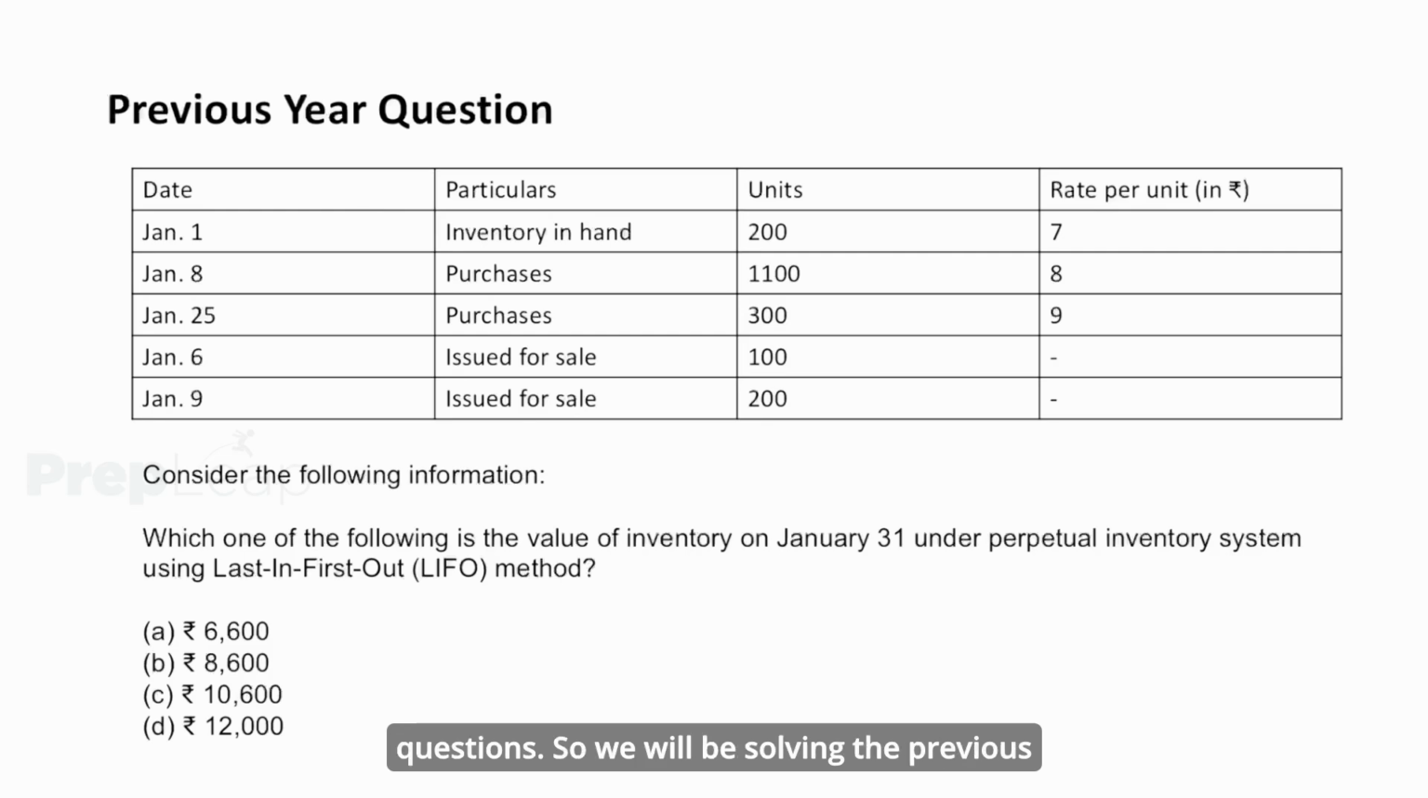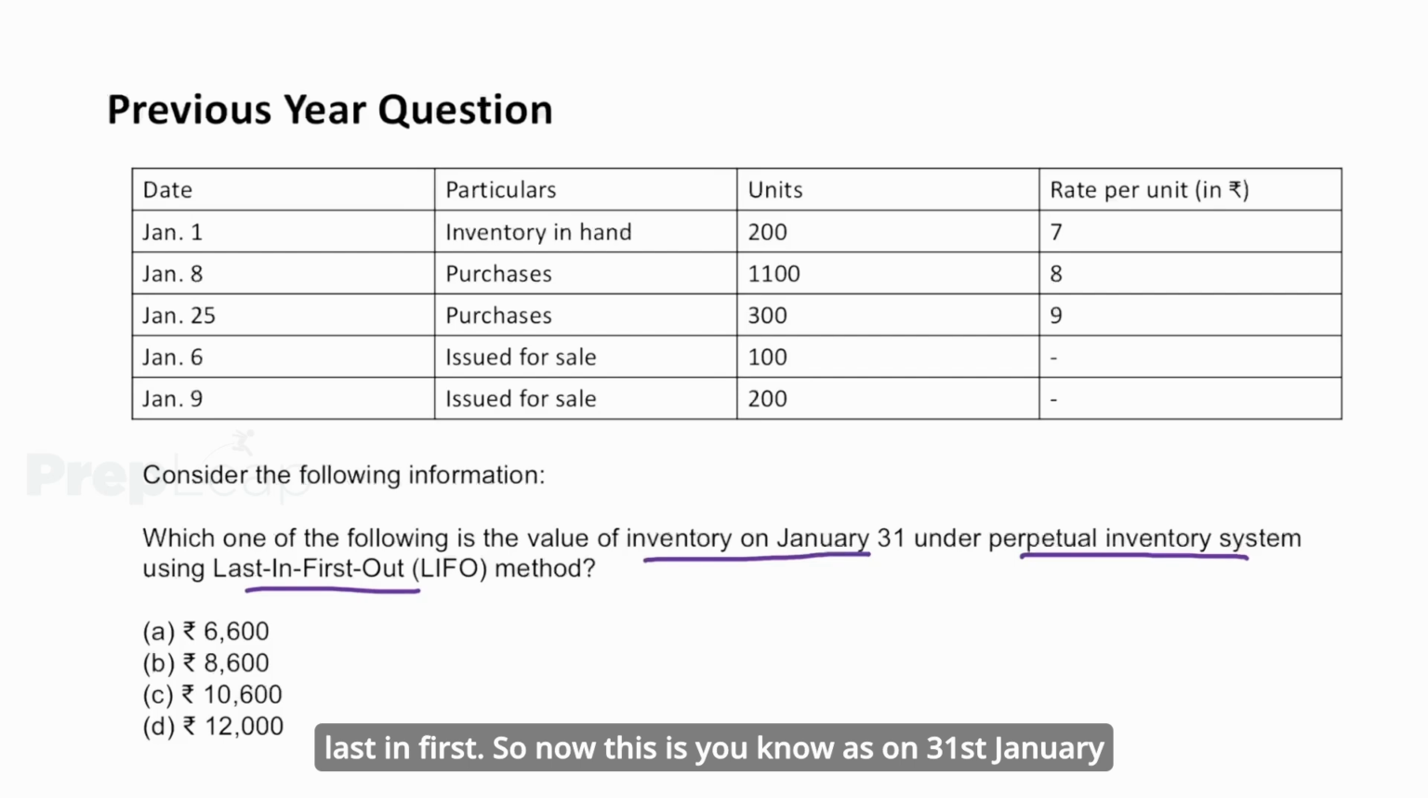We'll be solving the previous year questions in this session regarding two terms. So let's start. This is the first question, and it says: which one of the following is the value of inventory on January 31st under the perpetual inventory system of last in, first out? So whatever goes last, goes out first.